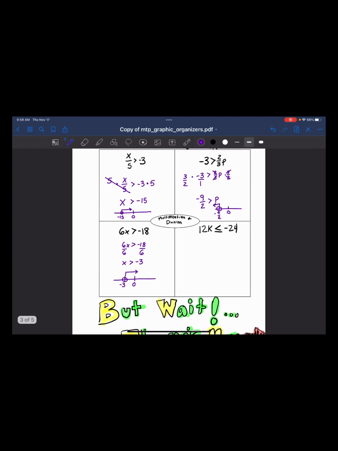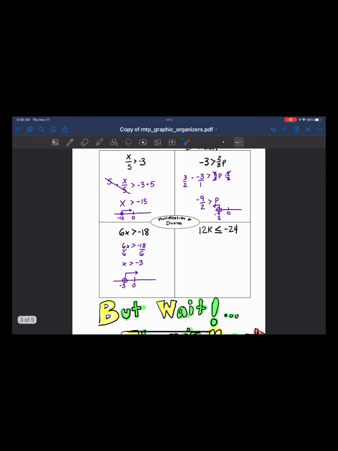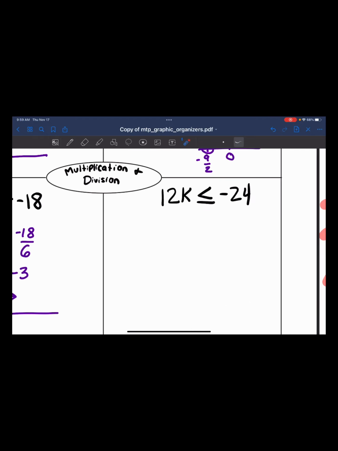Something that I want you guys to notice so far is that everything that I've done to both sides, for example, over here, I multiplied by 5 to both sides. On this one, I multiplied by 3/2. On this one, I divided by 6 to both sides. So far, everything that I've done to both sides has been positive, okay? So keep that in mind. Everything on this page has been positive. Last problem.